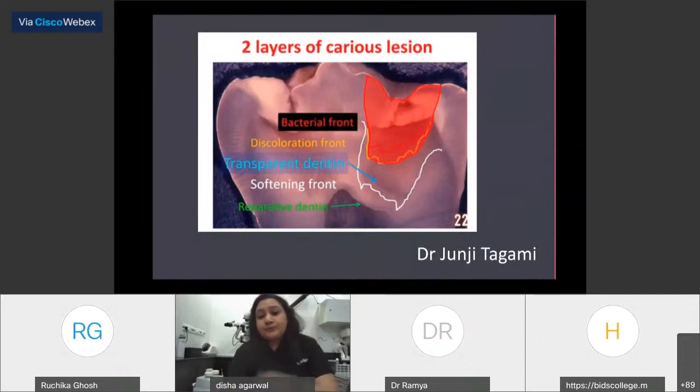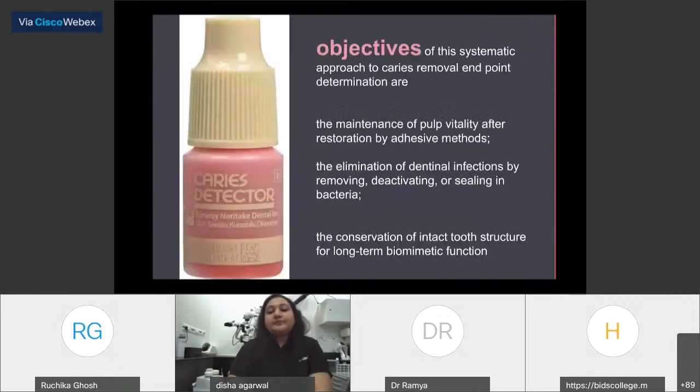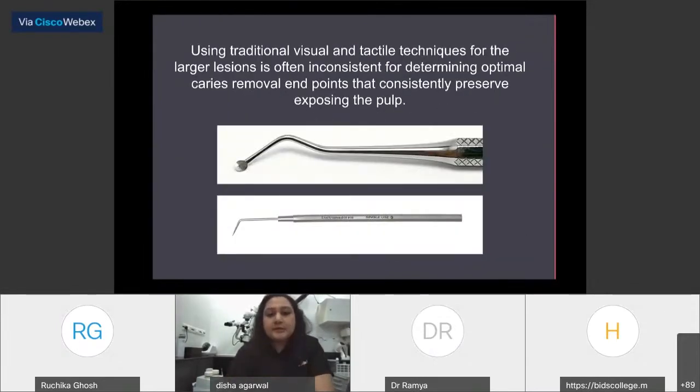Okay, so this is a slide from Dr. Junji Takami, he talks about carious lesion. There's a transparent dentine, there's a softening zone, and there's a reparative dentine. So where do you stop? Your discoloration would be till here. Okay, this is the point. Whenever you see transparent dentine coming up, very small, you would know you've overdone it. Okay, so where do you stop, I'll give you an insight into the colors in a moment.